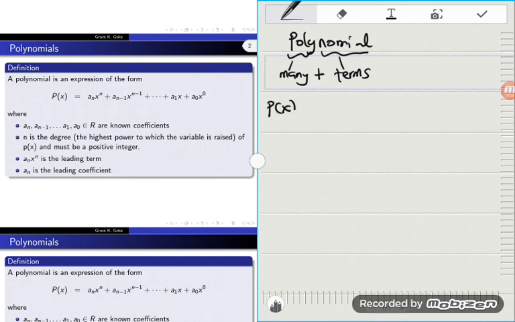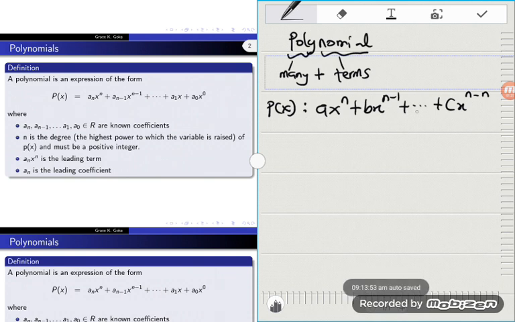And so if I have a polynomial which is given as p of x as ax to the power n plus bx to the power n minus 1 plus up to cx to the power n minus n. Now, since this is an expression, if you take out the equality sign in an equation, then you get an expression. And since there is no equality sign in this expression, it means it's a polynomial and it's made up of many terms.